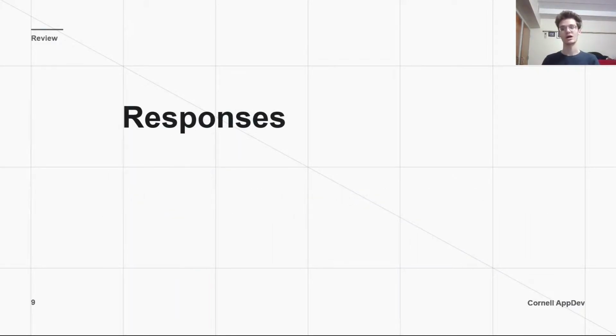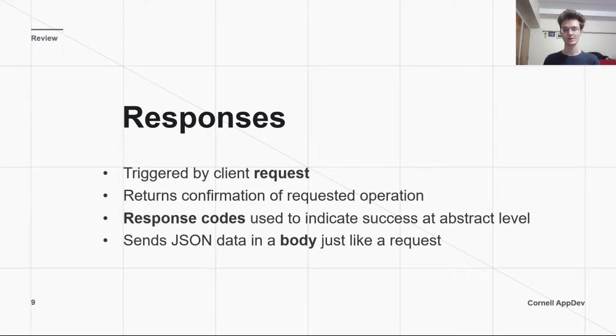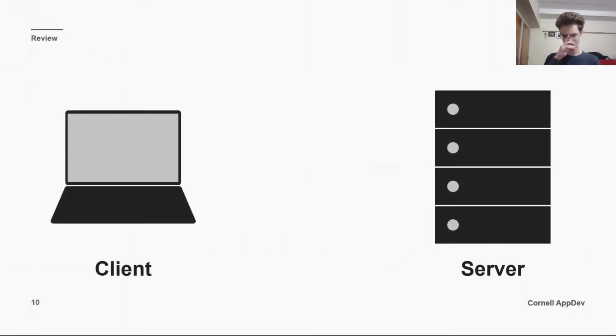Of course, on the other hand, the server returns a response, which is triggered by the client request. It is a confirmation of the requested operation. It uses response codes like 200, 500, 404 to indicate what kind of success we've had, and it can return a body, also containing anything, but in this class, JSON, because it's very nice to work with. So we can get all kinds of data back from the server.